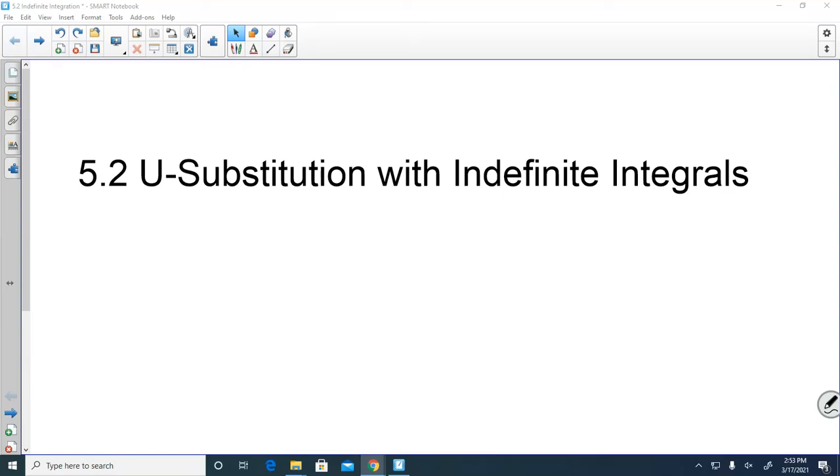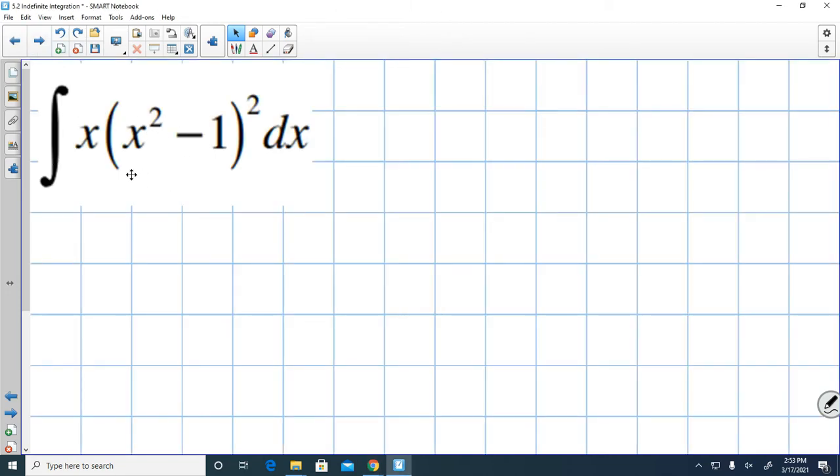Hi everybody, welcome back. This video is going to show you how to do something called u-substitution with indefinite integrals. What that's going to allow us to do is take antiderivatives and indefinite integrals of more complicated scenarios. So they'll kind of look like this, except you've already done this integral before because we can easily rewrite this integral by multiplying this binomial out and then distributing the x.